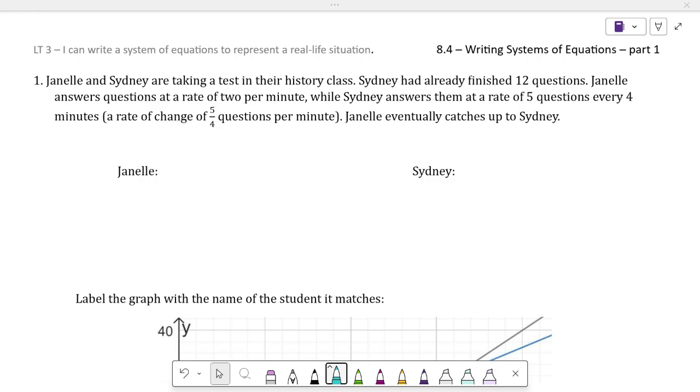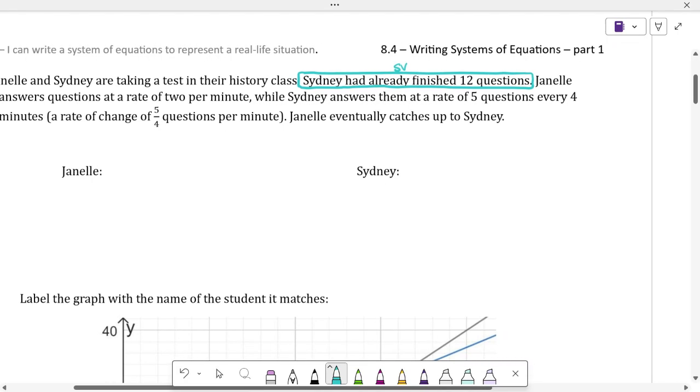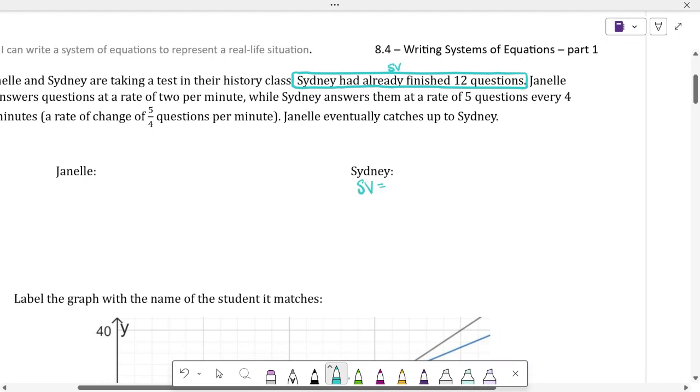Let's write some equations for these, okay? We're going to start with this part of the sentence here. Sydney already finished 12 questions. That's our starting value for Sydney. So I'm going to go ahead and make a little note here. Sydney's starting value is 12.